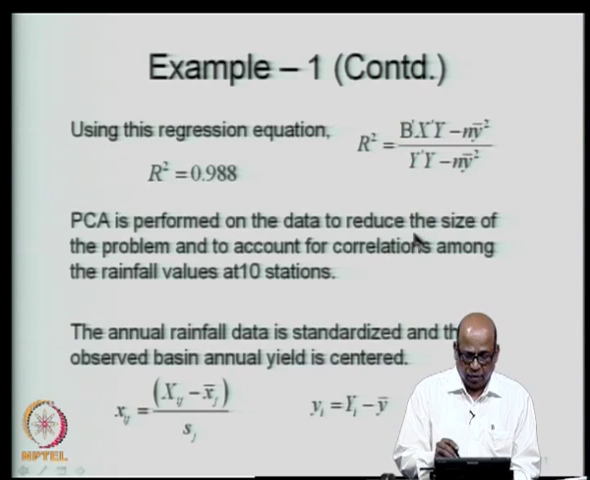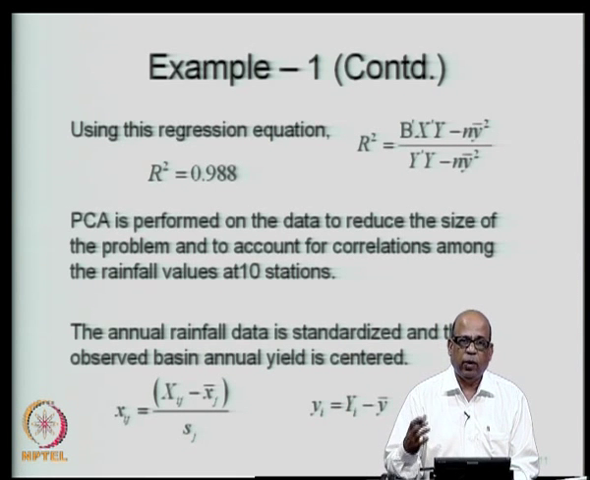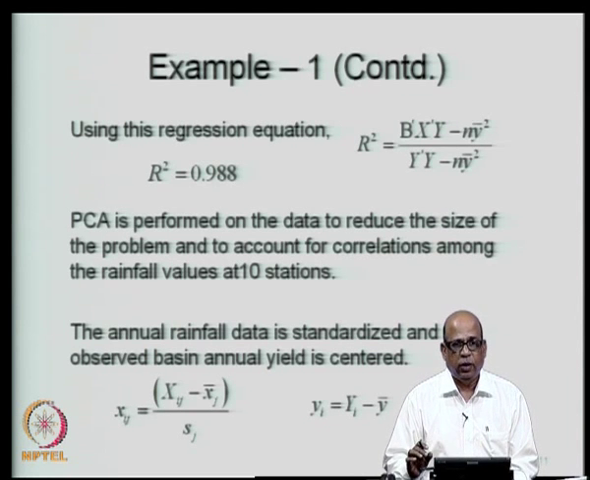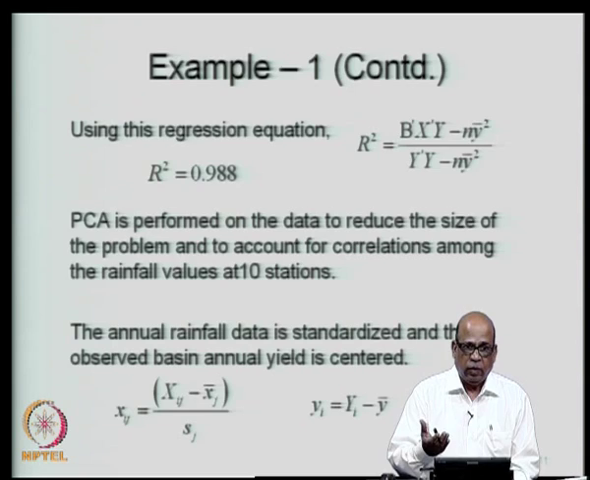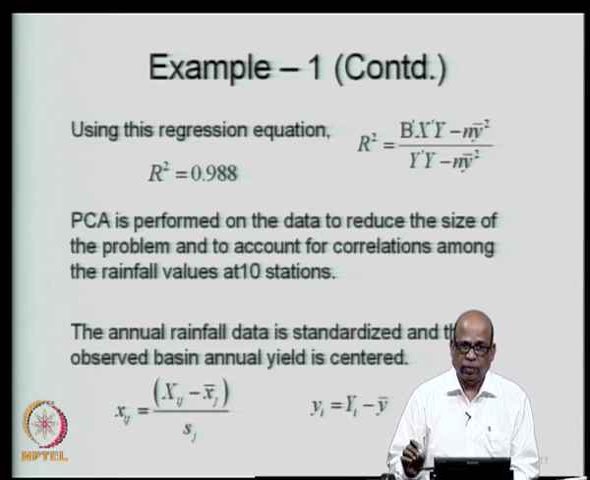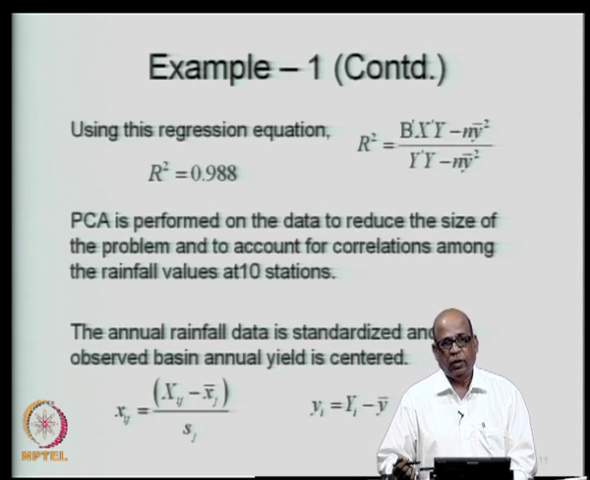So, the aim, as I mentioned, is to reduce the size of the problem and to account for correlations among the rainfall values at the 10 stations. But what do I mean by account for? It is not as if we are calculating the correlations and putting it into the regression. No, we want to convert the original set of independent variables which were all correlated among themselves to another set of variables which are uncorrelated among themselves, and that is what we mean by accounting for the correlations among the independent variables.